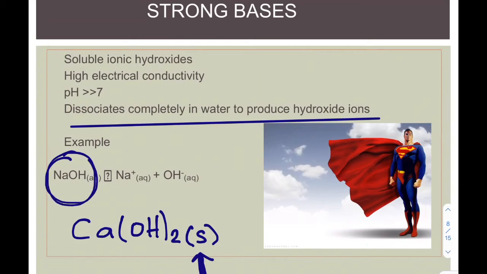Something like sodium hydroxide, though, is a strong base because it is aqueous in solution and it does dissociate 100% into sodium ions and hydroxide ions. So keep that in mind. We don't talk too much about these, but you guys will see them around a little bit.